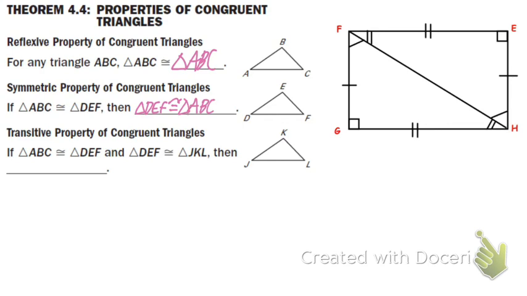Then we have our transitive property. If triangle ABC is congruent to triangle DEF, and triangle DEF is congruent to triangle JKL, then raise your hand and tell me. Triangle ABC is congruent to triangle JKL. Cut out the middleman.